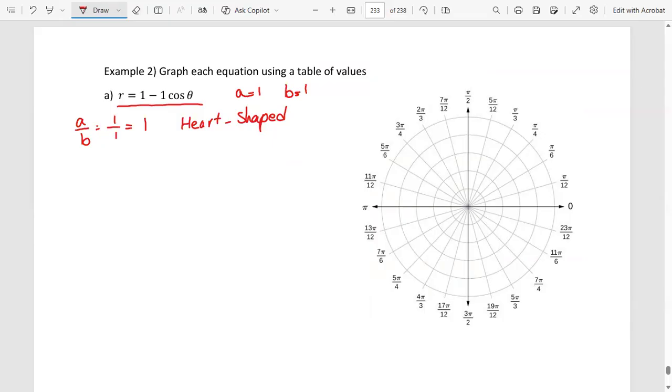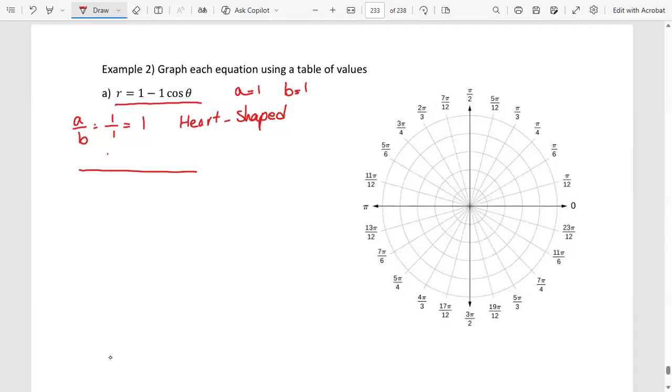But how do we graph it? Create a table of values. Replace angles for theta, find the cosine, and then find the r. You don't necessarily need to write the second column for cosine. You can just replace the numbers into the equation and find the r, and just have a table with theta and r. That's enough.